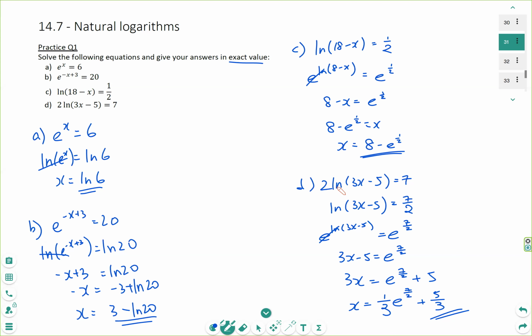For question D, first I divide by 2, which gives me 7 over 2. To get rid of ln, we put it as a power of e on both sides. Remember, whatever you do to the left hand side, do to the right hand side. And it gives you e to the power of 7 over 2. Then just make x the subject in that one, and then divide by 3.